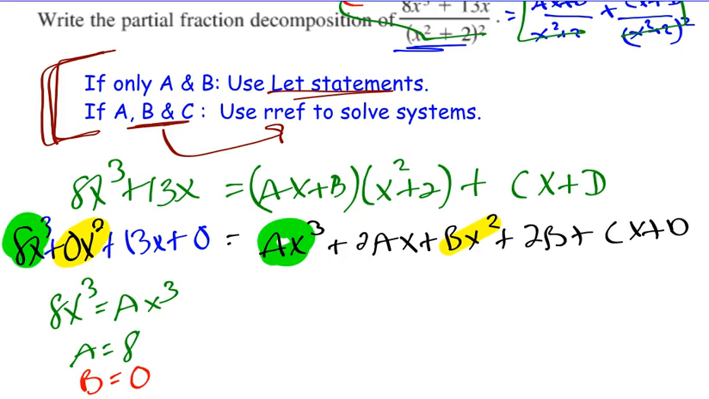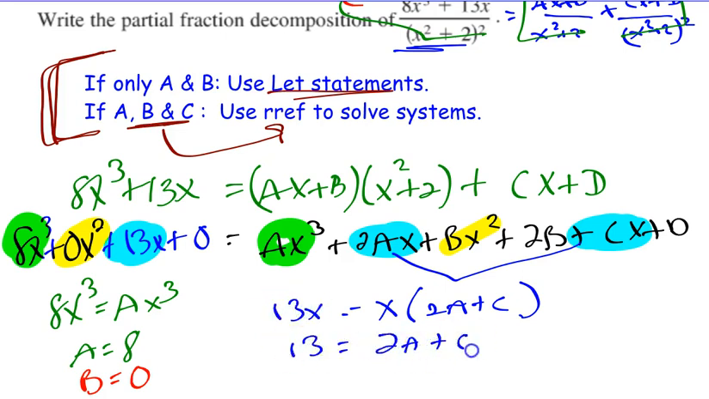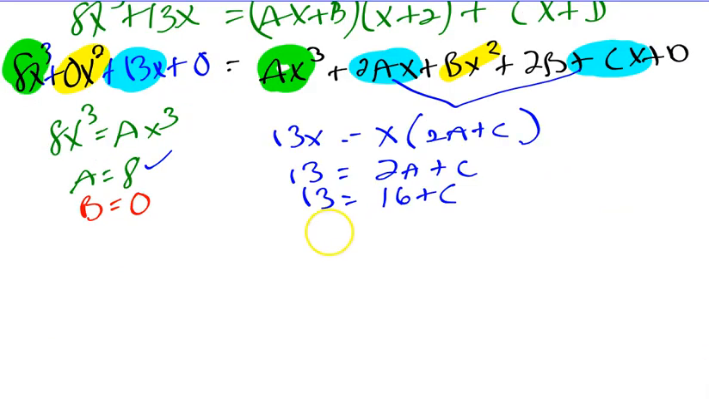Let's see if we can put the 13 with the x terms. I'll try to factor out an x from this, leaving me with 2a plus c equals 13x. So I know 13 has to equal 2a plus c, and I've already got the value of a, so 13 equals 16 plus c, so c better equal 3.